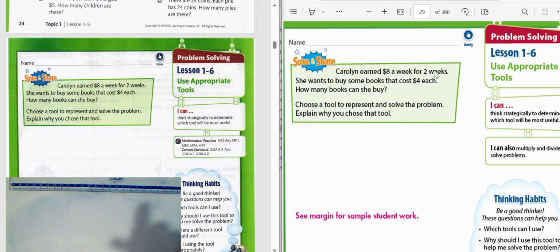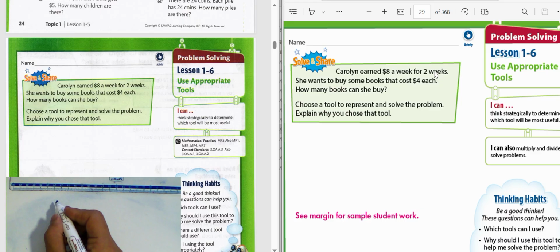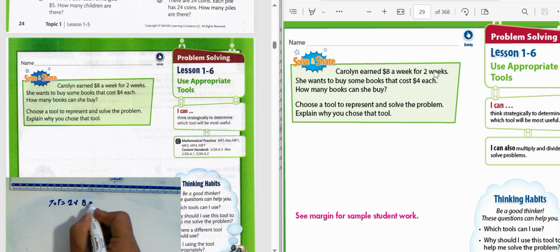She earned 8 dollars in 1 week, so in 2 weeks we can write 2 times 8 equals 16. At 2 weeks she earned what? $16, and she wants to buy some boxes, the cost of each is 4. How many boxes? We can write 16 divided by 4 equals 4. First, the total money she has equals 2 times 8, which is 16. And she wants to buy boxes costing 4 each. Then 16 divided by 4 equals 4. Then the number of boxes will be 4.